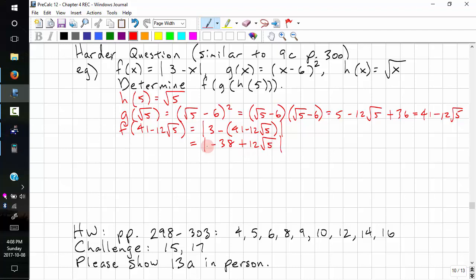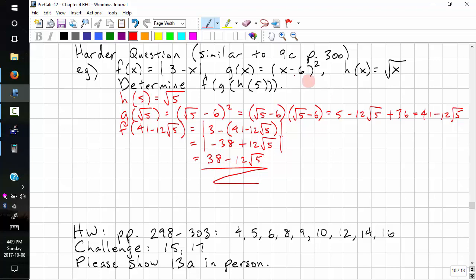And we can always simplify the absolute value by figuring out which one of these is bigger. Since this is no bigger than 3, okay? It's bigger than 2 because the square root of 4 is 2, but it's no bigger than 3 because the square root of 9 is 3. 3 times 12 is 36. So this is more negative than this is positive. So we flip the whole thing around and we get 38 minus 12 root 5. And this is the final answer.